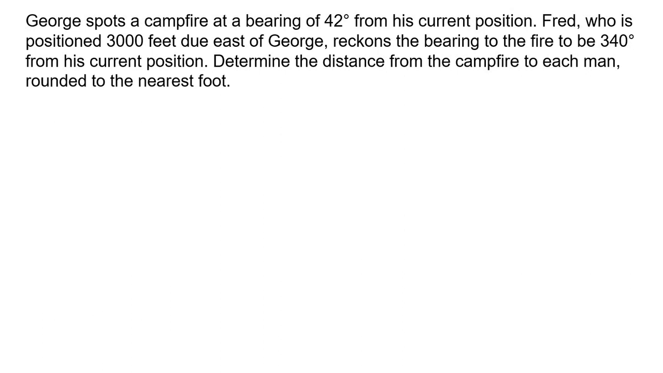Okay, one more. George spots a campfire a bearing of 42 degrees from his current position. Again, let's give ourselves plenty of room here. I'm just going to do my dotted line. At a bearing of 42 degrees from his current position. So let's say George is right here. He spots a campfire 42 degrees from his position. So notice there's no north, east, south, anything. So this is going to rotate clockwise from due north. So 42. So he sees a fire somewhere out here, 42 degrees from due north.